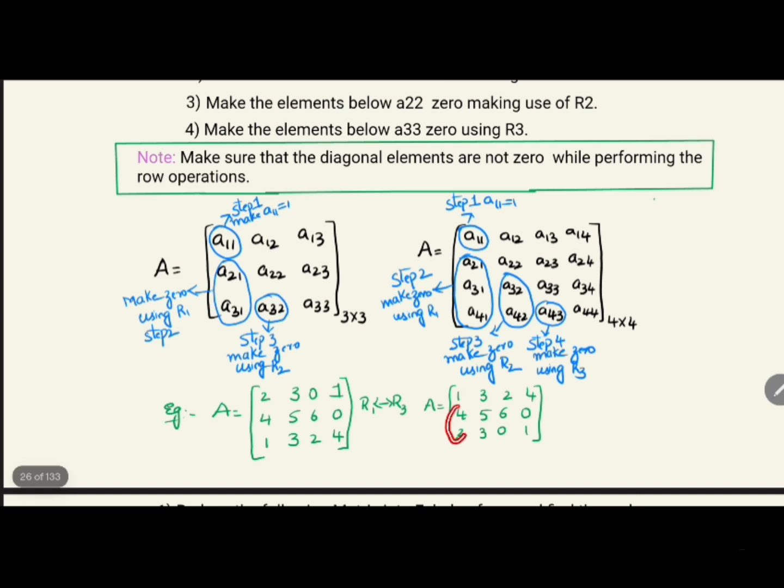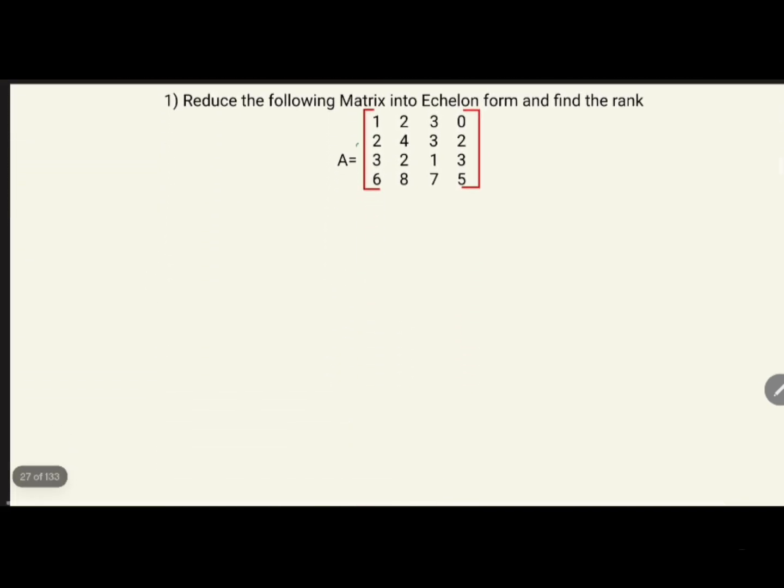Now I should make these two elements 0 making use of R1, and again I should make this element 0 making use of R2. Clear students? Now we will start the problems.